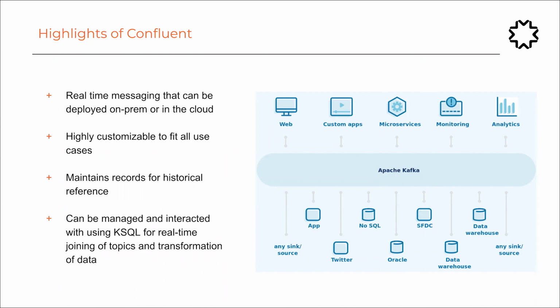You can set up messaging windows. You can make sure that you have multiple nodes, and you can partition across those nodes. For today, we're just using a single node architecture, so there's not a whole lot of partitioning involved. But in general, you can make this as simple or complicated as you need to. It also maintains records for historical reference, which is something that overall we're gonna leverage today just to show you that we've been consuming data for a little bit.